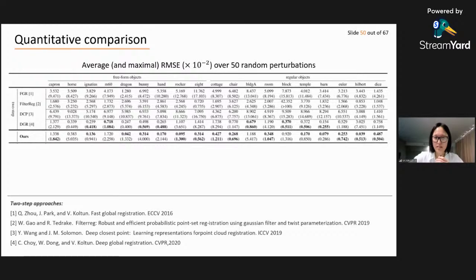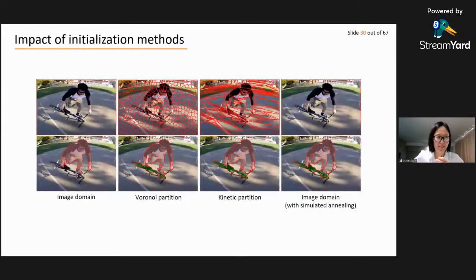So for the line segment detection, this is a part that I did not talk much about in the presentation.